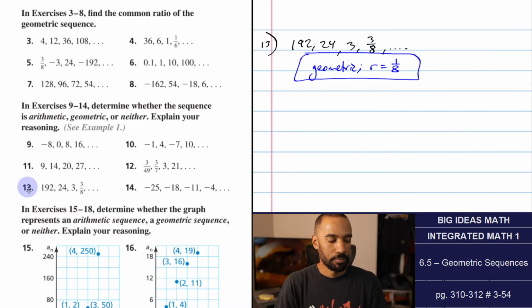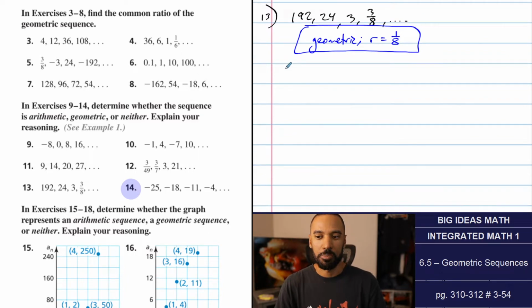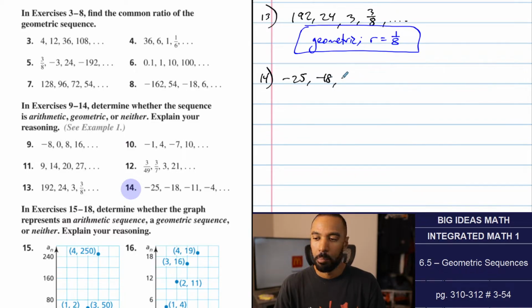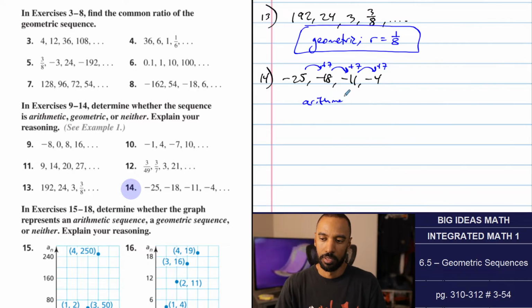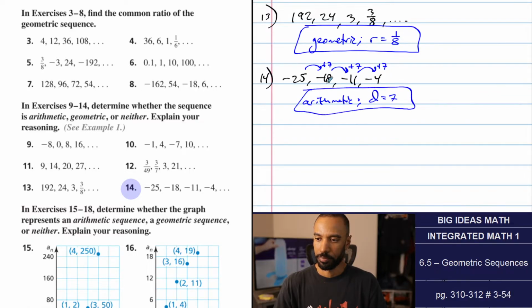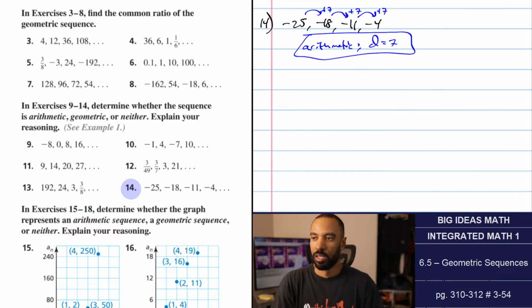Number 14. Signs stay the same. Now, that doesn't mean it has to be arithmetic, right? The signs stayed the same here. You can have all negatives in a geometric sequence. Make sure you know that. You're just multiplying by a positive if so. But this one seems to have a constant increase. We're adding 7 each time. If you're adding 7 each time, that makes it an arithmetic sequence with a common difference of 7. There you go.